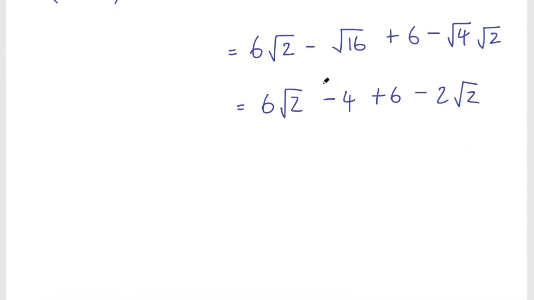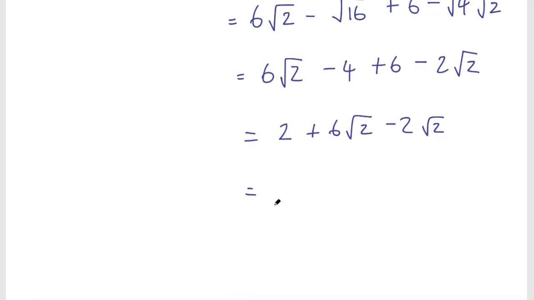Well, let's simplify a little bit more. So minus 4 plus 6 is 2. And then we've got a plus 6 root 2 minus 2 root 2. And we can factorize that part of the equation. So if we take the square root of 2 out of both of these terms, we're left with 6 minus 2 in the end.